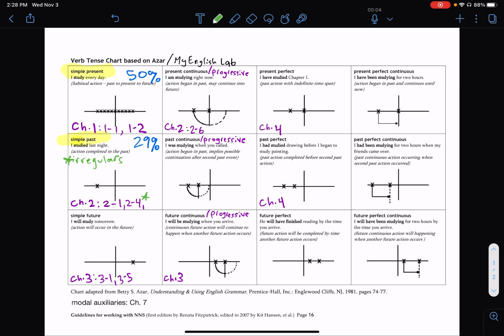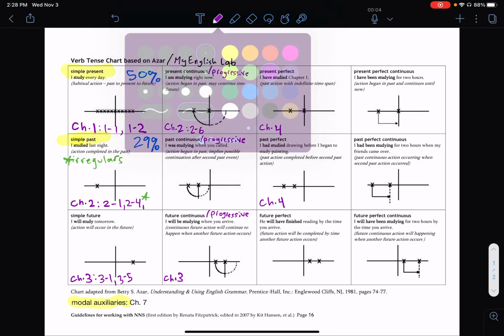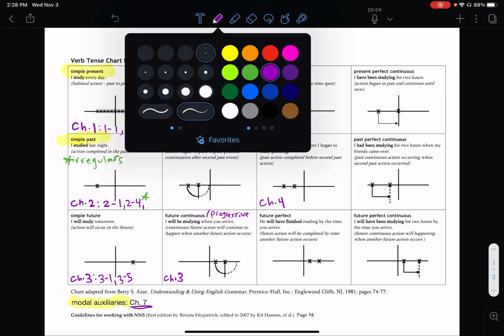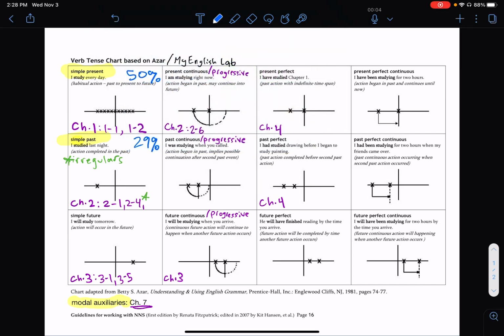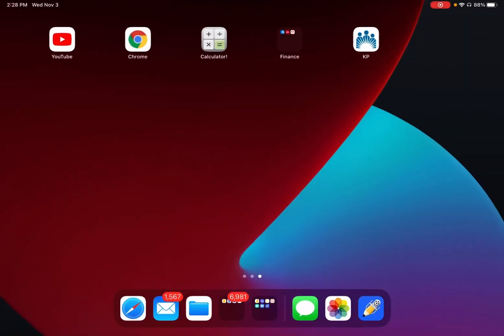What's next? We have modals, also known as modal auxiliaries. That's coming in chapter 7. What's going on with modal auxiliaries? Well, these guys make up 10%. Okay, so we're already almost at 90%. Simple present, simple past, modals. What in the world are modals? Modals are also known as modal auxiliaries, right?